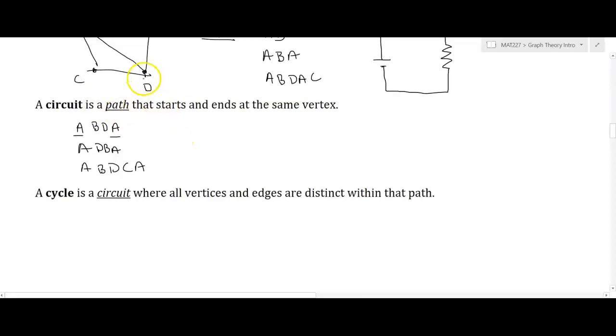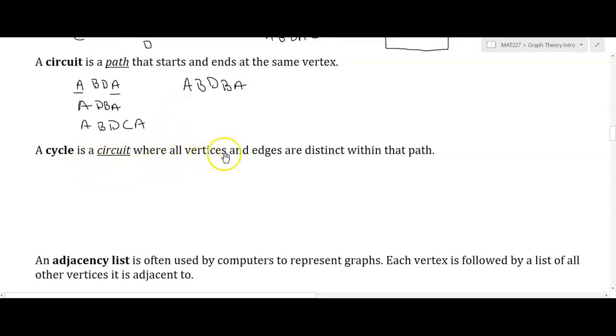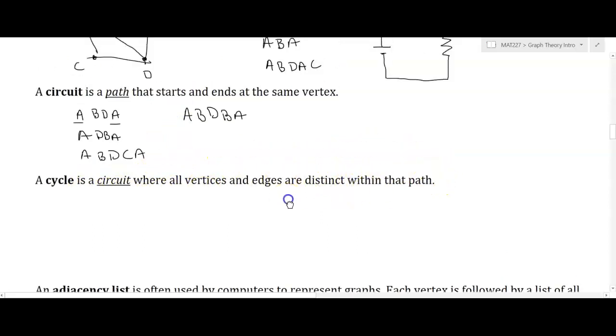So a possible circuit would be A, B, D, B, A. But this would not be a cycle because we hit the same vertex twice. And actually, in that case, not only do we hit the same vertex twice, but we also take the same edge more than once. When we go from A to B, down to D, back up to B, we've basically traversed this edge right here twice, and then when we go back to A, we've traversed that edge twice. A cycle is a circuit where all vertices and edges are distinct within that path.